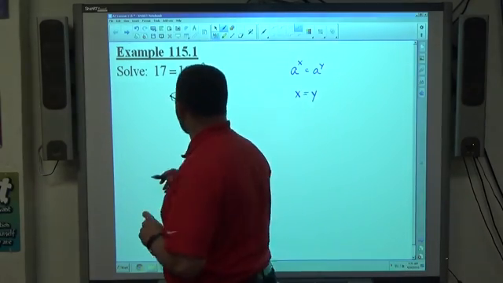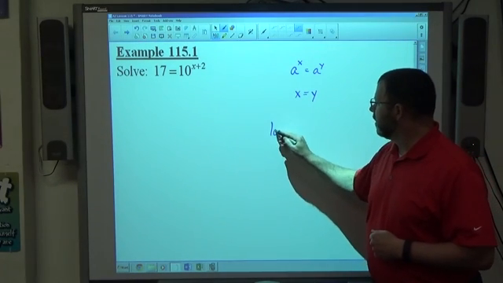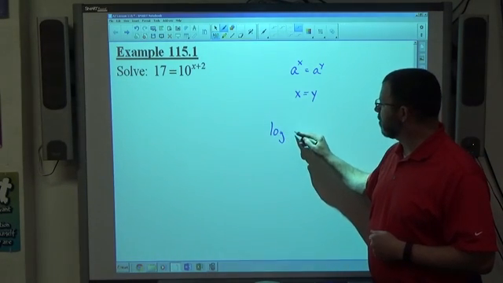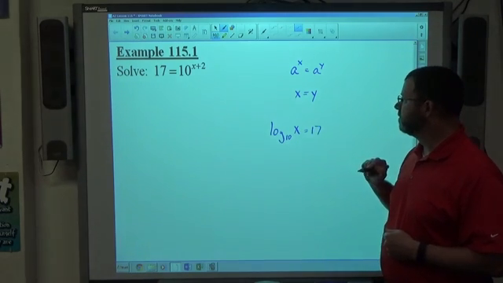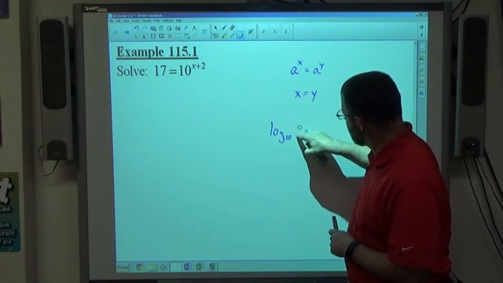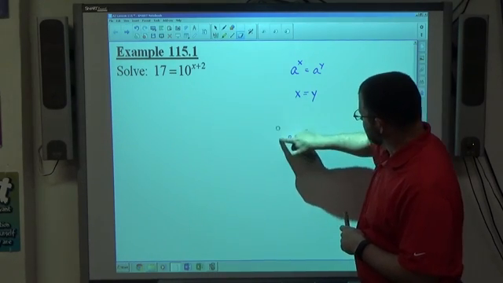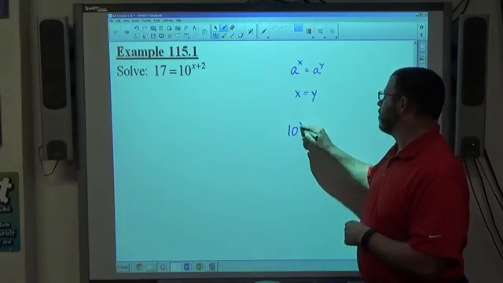But what we learned the other day about logarithms is this. Let's do it this way. I did it backwards. Suppose I wrote it this way. If I wrote 10 to the x power is equal to 17.